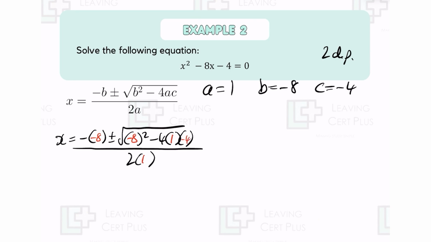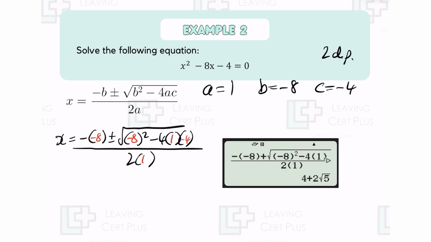Again, I want you to get out your calculator and press equals. Sometimes, just to show you what would happen, when you type in the calculator, this can come up: 4 plus 2 root 5. That would be if they want the answer in surd form. So that's with the plus, as you can see in my diagram. So what we do then is change it to a decimal, and when you change it to a decimal in this case, you get x equals 8.47.